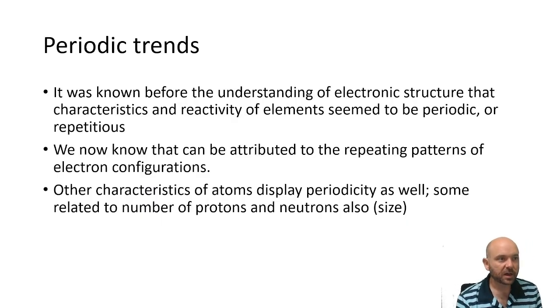So with that understanding, we can glean a few periodic trends from our periodic table. As we just discussed, it was known before the understanding of electronic structure that the characteristics and reactivity of elements seem to be periodic or repetitious. We now know that that can be attributed to the repeating patterns of electron configurations. There are some other characteristics and behaviors of atoms that display this repetition as well, and sometimes it is also related to the number of protons and neutrons in the nucleus.